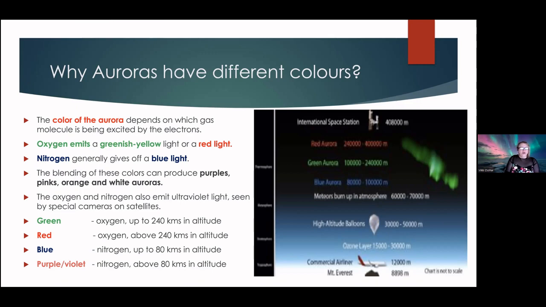So oxygen emits greenish yellowish light or a red light. Nitrogen gives off blue light, and blending these can produce mixed colors: purples, pinks, oranges, whites. But let's say green is oxygen up to 240 kilometers, red is oxygen above 240 kilometers, blue is nitrogen up to 80 kilometers in altitude, so that's the lower one a little bit, and purple violet is nitrogen above 80 kilometers in altitude.